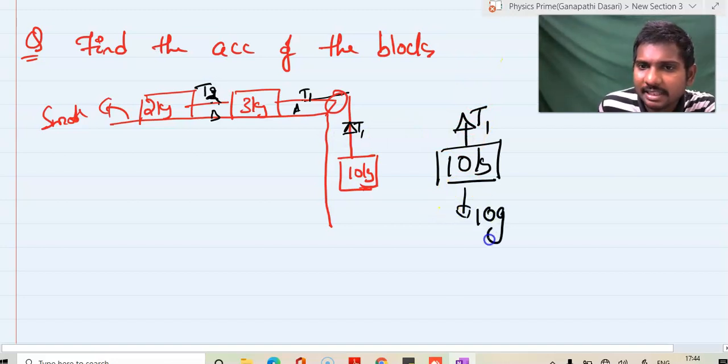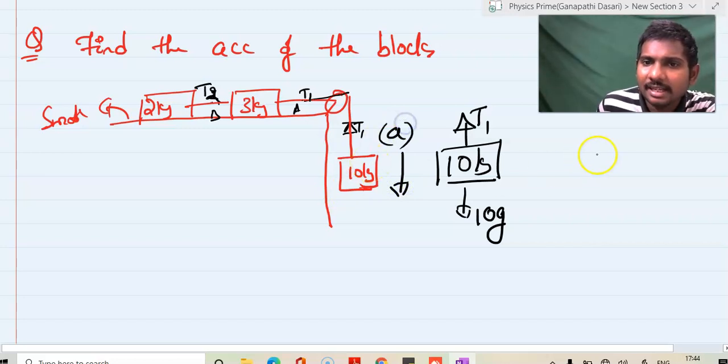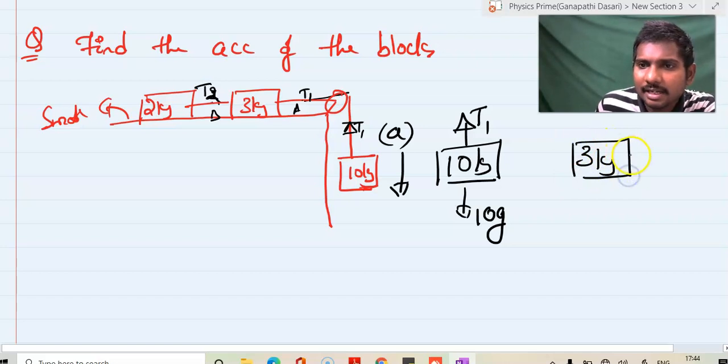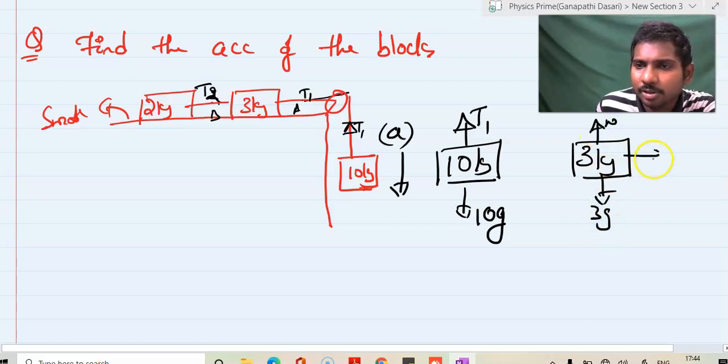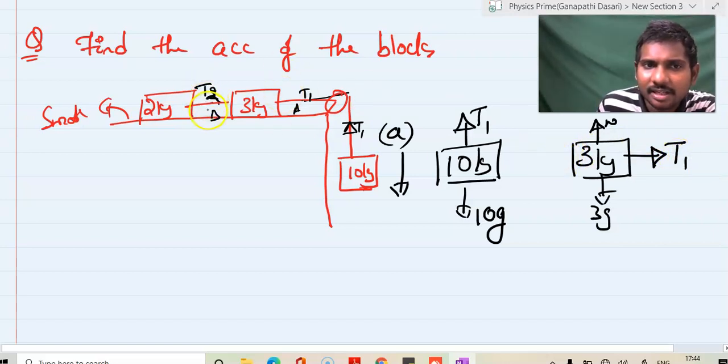So 10g in the downward direction. This block will go downward with an acceleration A. Then for the 3 kg block, there is a tension, cut it and pull it. There will be a 3g downwards, normal upwards in the vertical direction. In the horizontal direction, cut it and pull it. T1 will be in the right direction. And again cut this string, B string, and pull it. T2 will be in this direction. Tension can only pull, it cannot push. So be careful in writing down the tension.